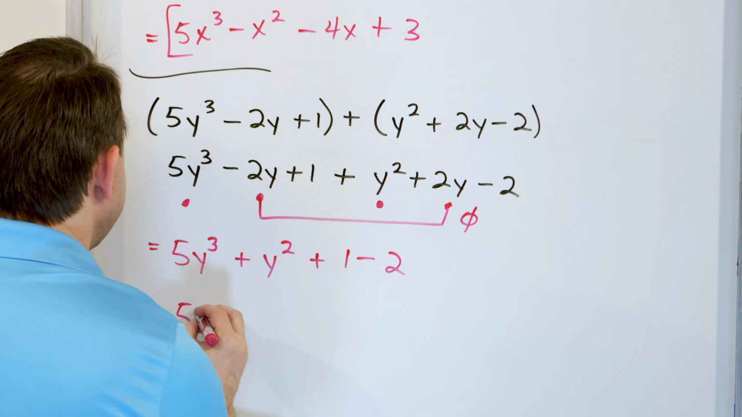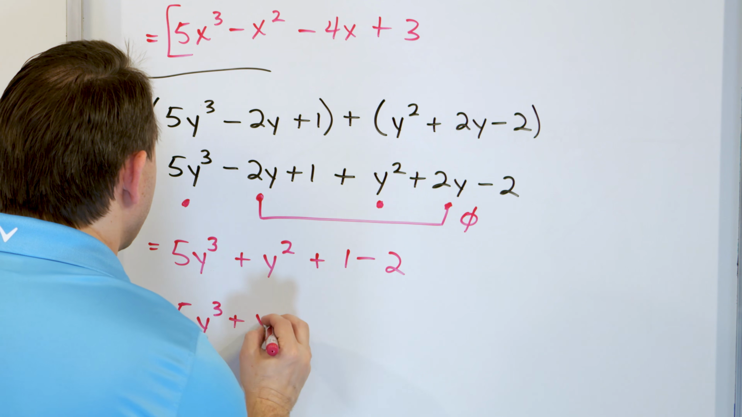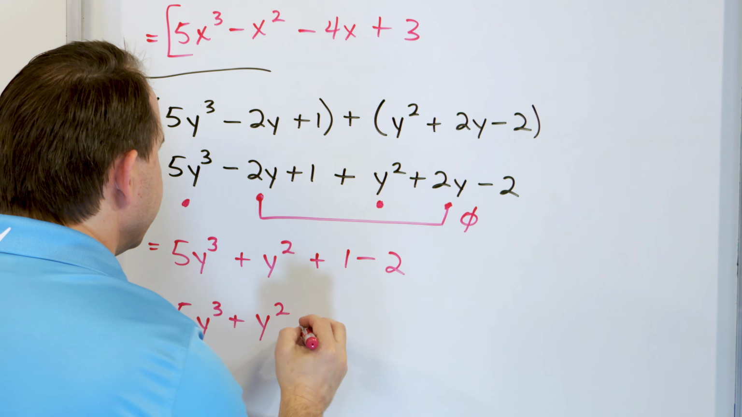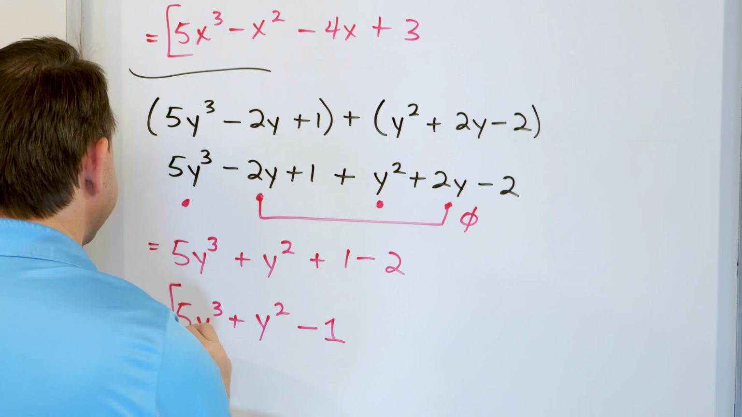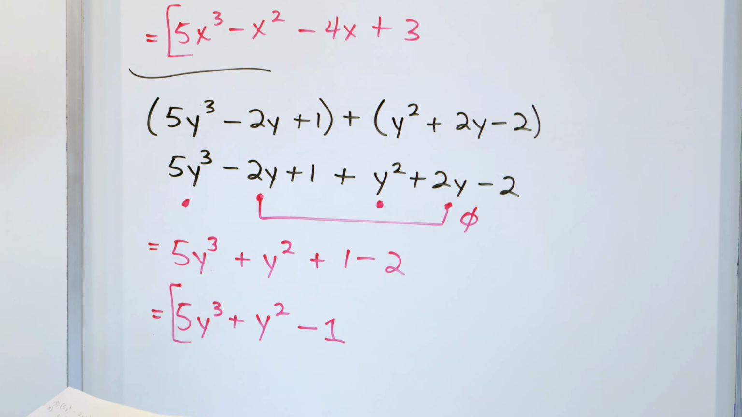So what I have is 5 times y cubed plus y squared. What is 1 minus 2? It's negative 1. That's the final answer, 5y cubed plus y squared minus 1.